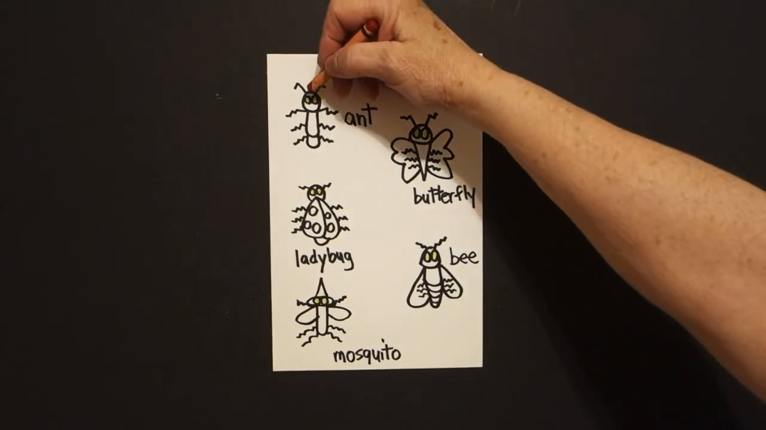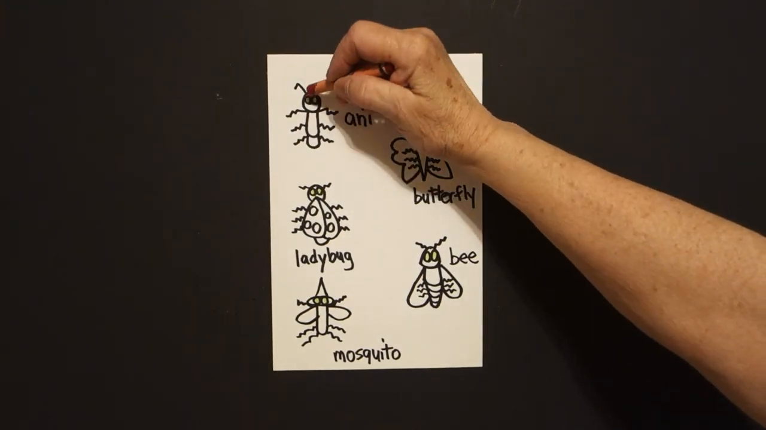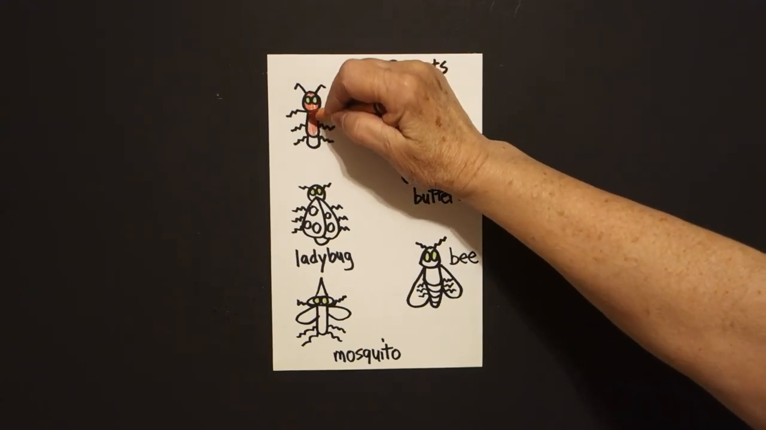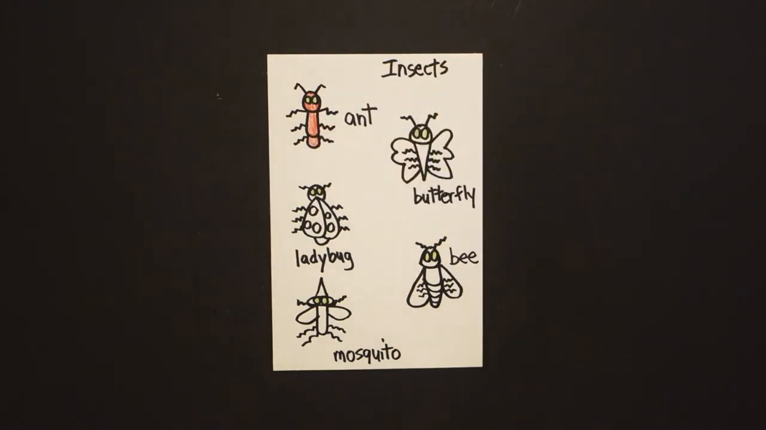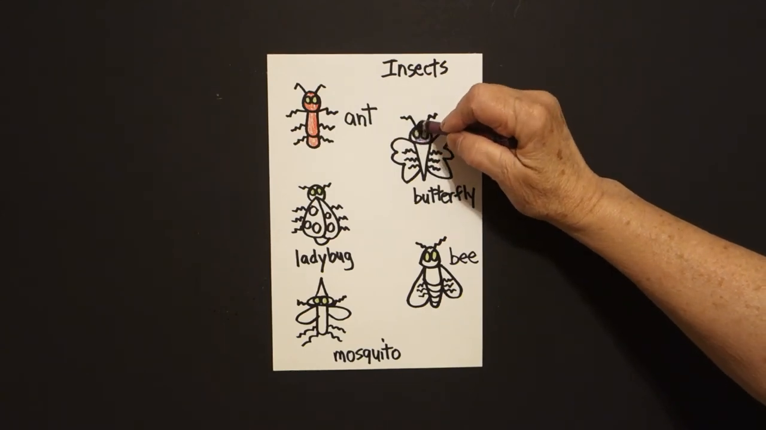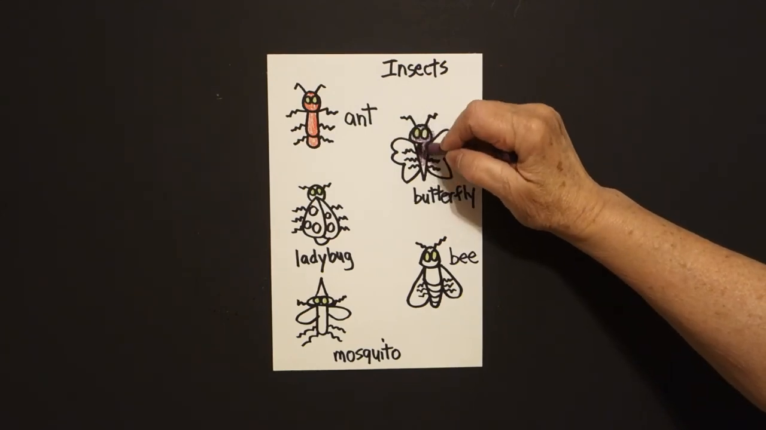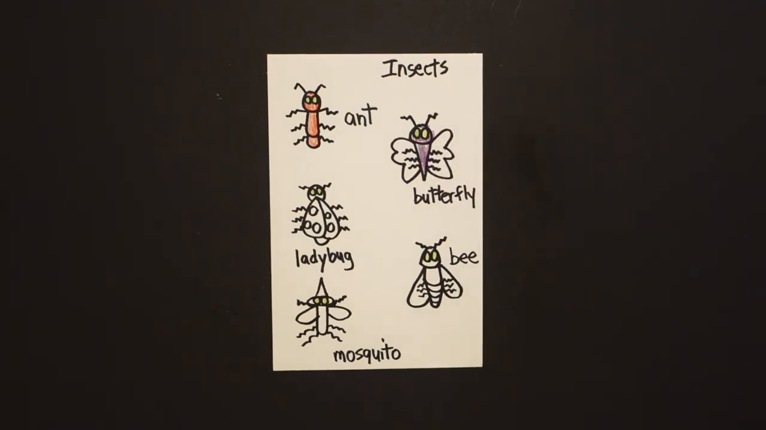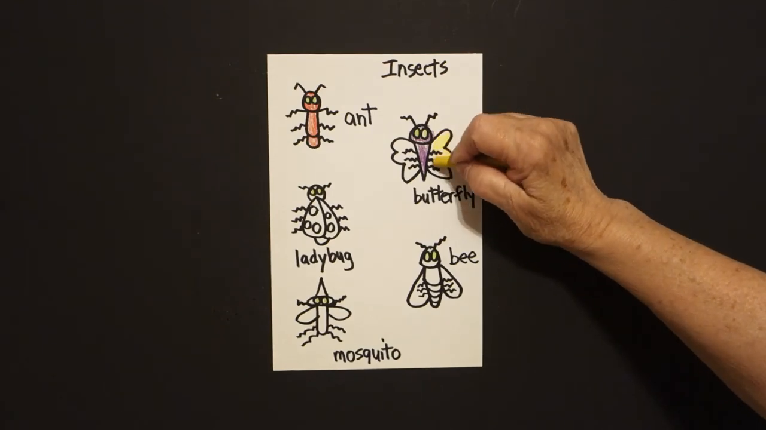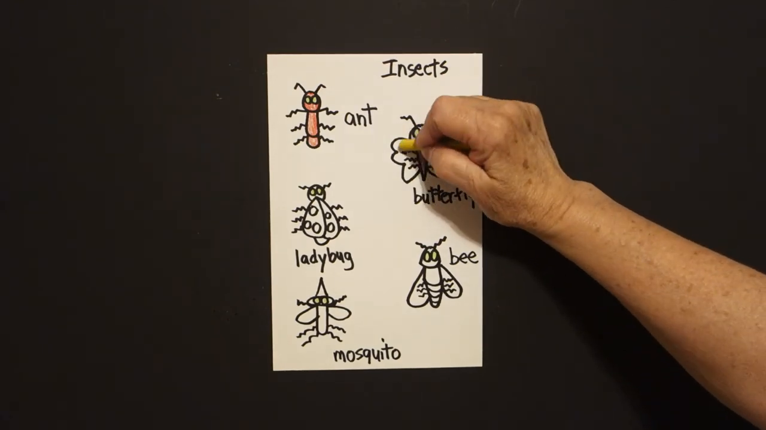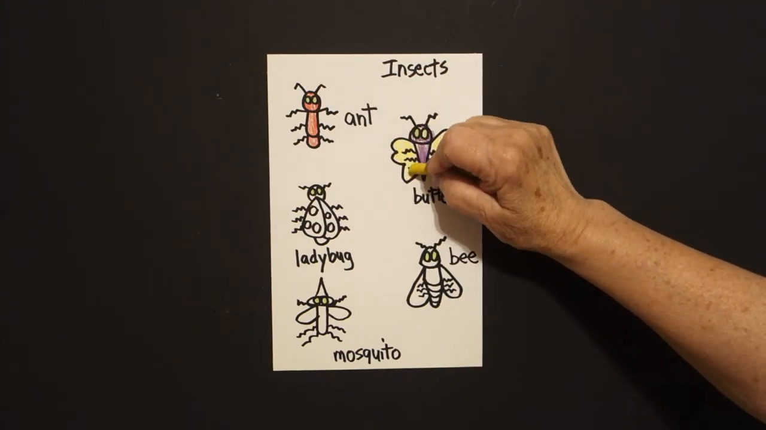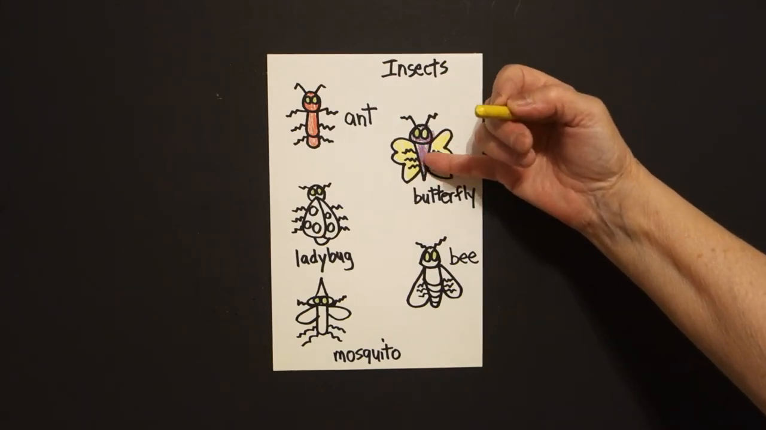Next, I take red and I color in my ant. Now, there are red ants, so this is correct. Then I move over to my butterfly. And I'm doing the middle part, space, purple in the head. And then I'm doing the wings yellow. Now the zigzags are supposed to be legs. I'm going to leave those alone. Same thing over here with the ant. The zigzags are either antenna or they're legs. If they're on the body part, they're legs.